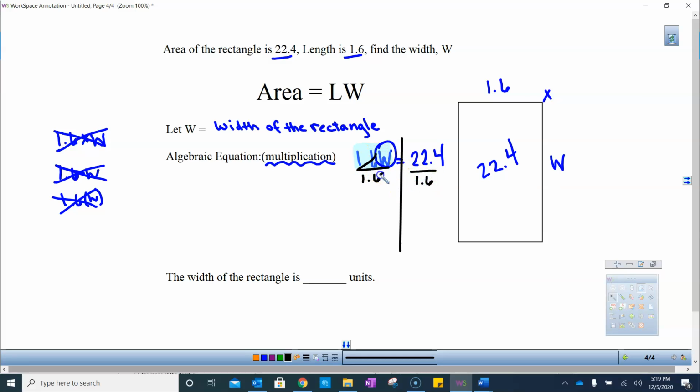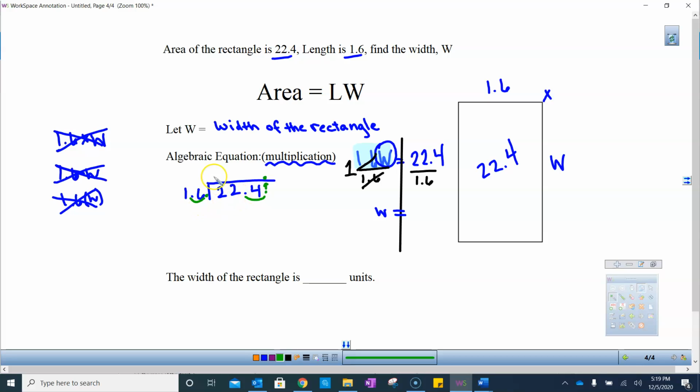On the left side, the 1.6 cancel, and you get 1W. On the right side, when you divide, you're going to need to do it off to the side. I'm going to come over here. 22.4 divided by 1.6. Okay, don't start dividing till you set up your whole number here. Swoop, there it is. If you swoop that one, you got to swoop this one. Swoop, there it is. And now you're going to do your division as if the problem was 16 into 224.